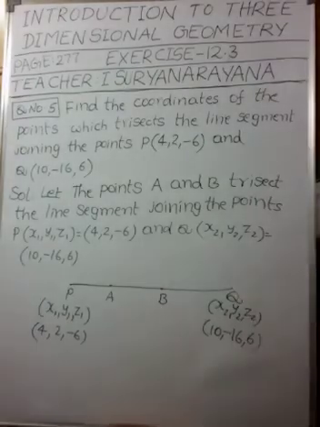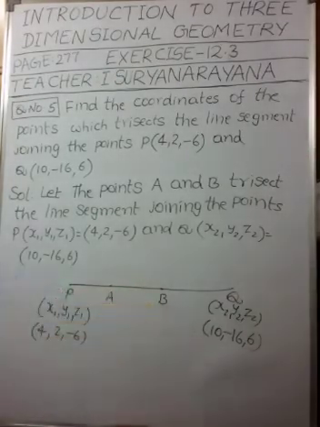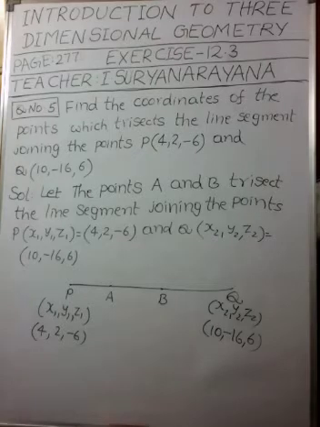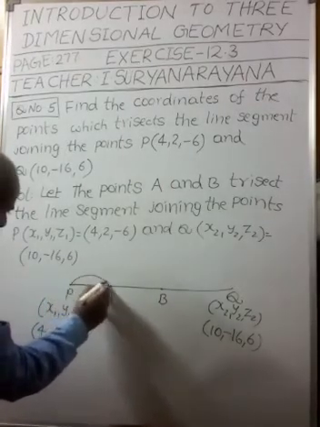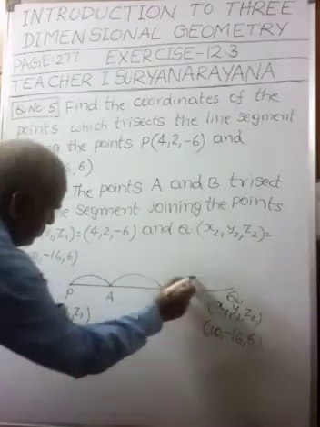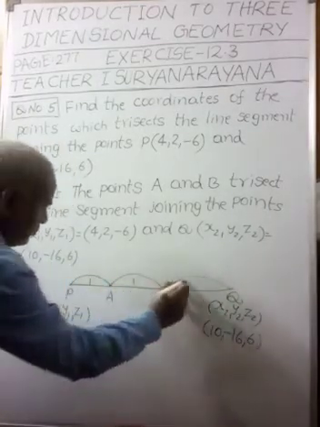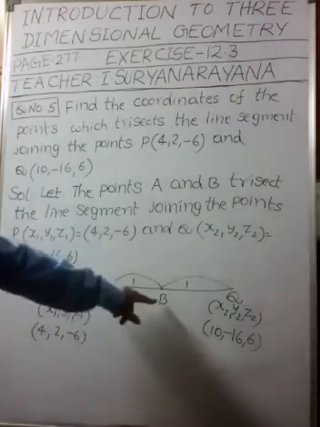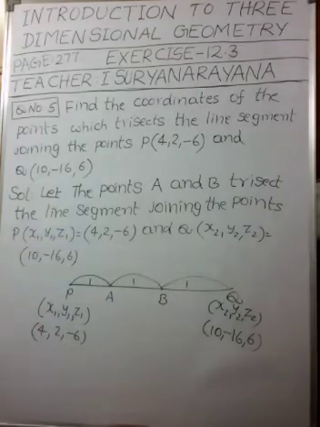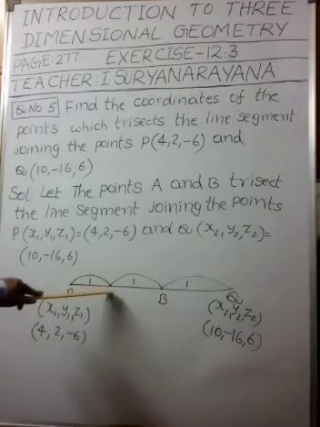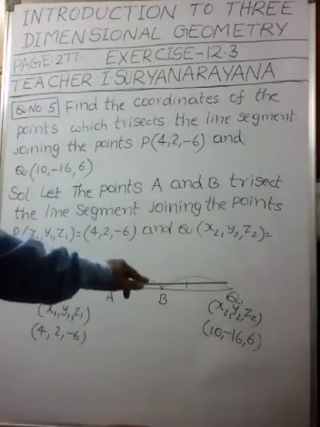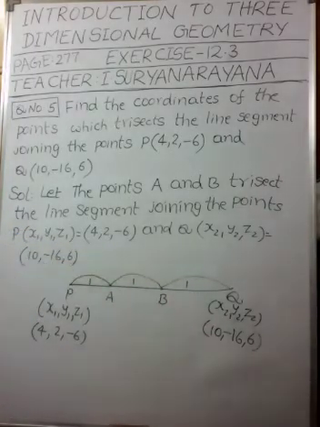We assumed here the points A and B are trisecting. Trisecting means these 2 points are dividing this line segment PQ into 3 equal parts like this. PA is equal to AB is equal to BQ. 3 parts are of equal length. Then we can say that the point A is dividing the line segment PQ in the ratio 1:2. Understood this point, my dear children?